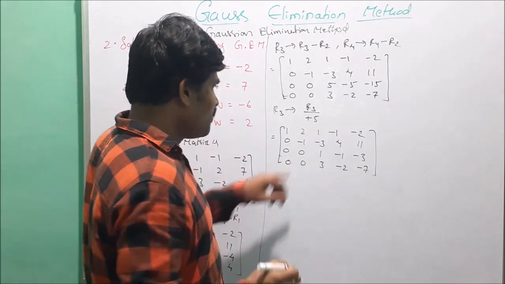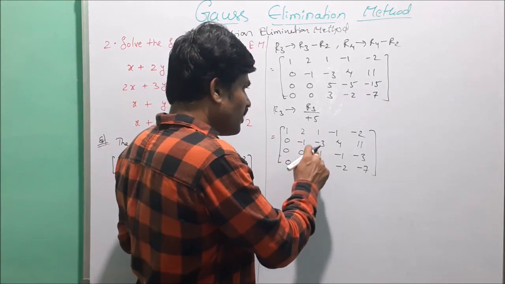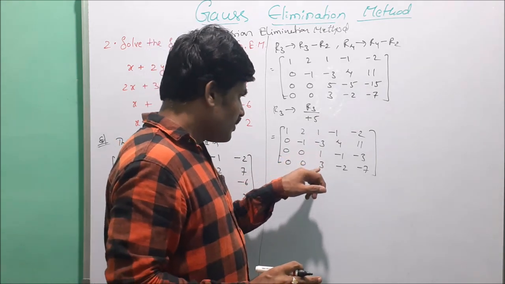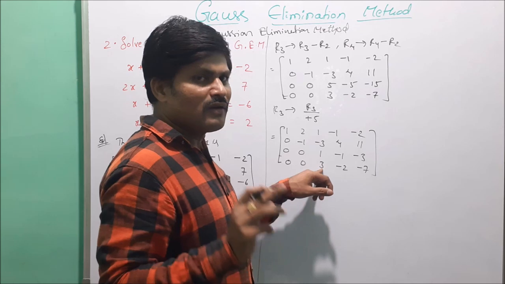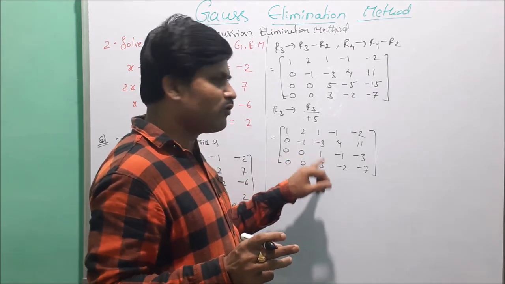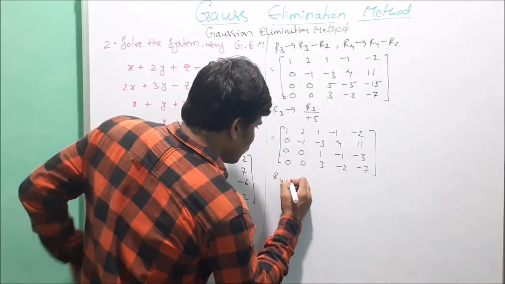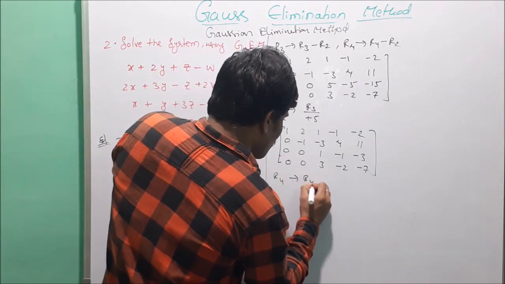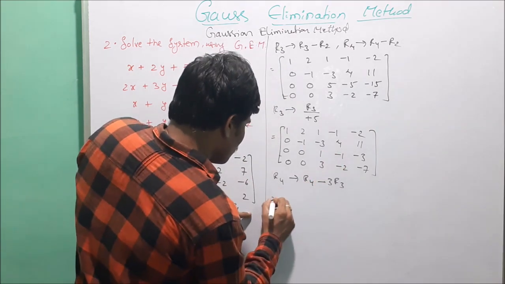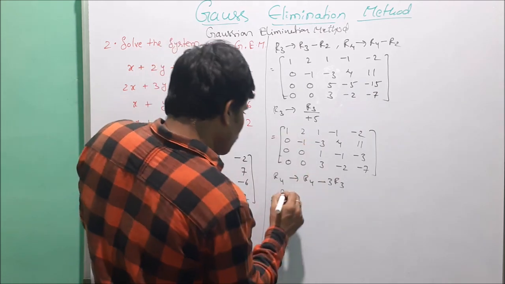Now here, using the third row, third element. The third row, third element is 1. Using 1, the fourth row, third element is converted to 0. Multiply by 3 the third row and subtract from the fourth row. This is also 0. Now R4 changes to R4 minus 3R3.